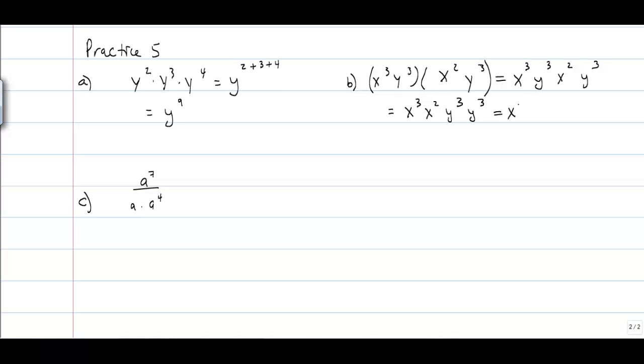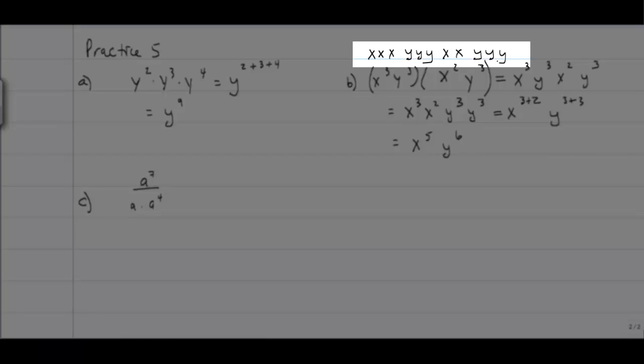And now I can simply add my exponents of the x's and add the exponents of the y, and I get that b is equal to x to the 5th, y to the 6th. You could also do this by simply writing out the number of repeated multiplications you have, and then add the number of x's, there's 5 of them, and add the number of y's, and there's 6 of those.